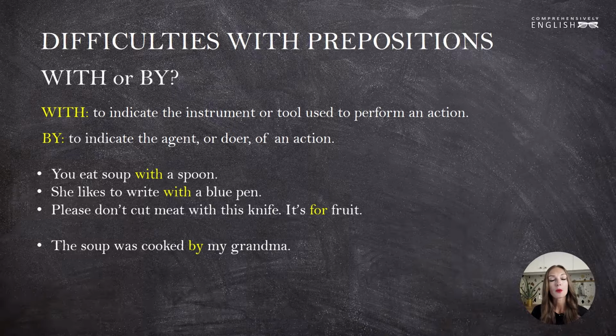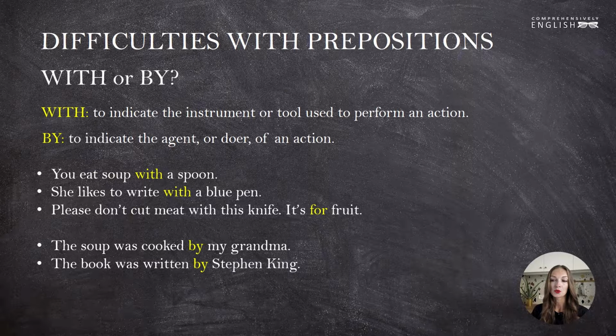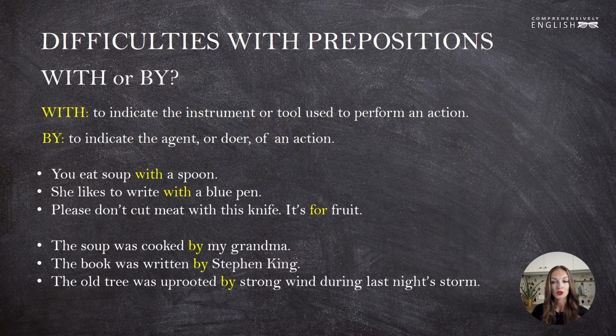The soup was cooked by my grandma. Here, by introduces the agent of action, who performed the action. The book was written by Stephen King. The same. The agent of action. Who wrote the book? Stephen King, or the book was written by Stephen King. The old tree was uprooted by strong wind during last night's storm. Again, by introduces here the agent of action. In this case, it's not a person, but a weather phenomenon.